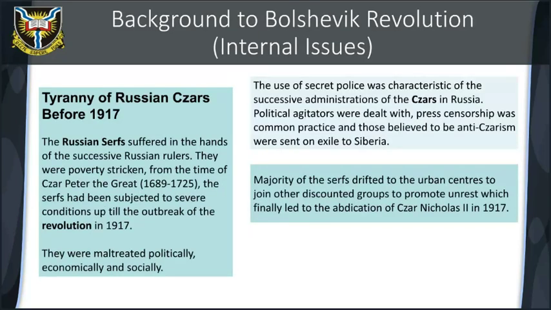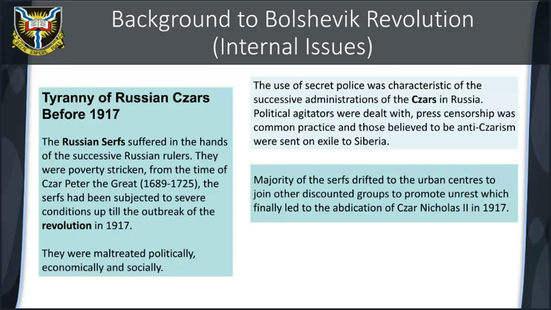Background to Bolshevik Revolution. Internal issues. Tyranny of Russian Tsars before 1917. The Russian serfs suffered in the hands of the successive Russian rulers. They were poverty-stricken from the time of Tsar Peter the Great, 1689 to 1725. The serfs had been subjected to severe conditions up till the outbreak of the revolution in 1917. They were maltreated politically, economically, and socially. The use of secret police was characteristic of the successive administrations of the Tsars in Russia.